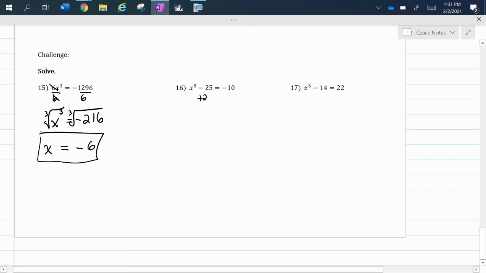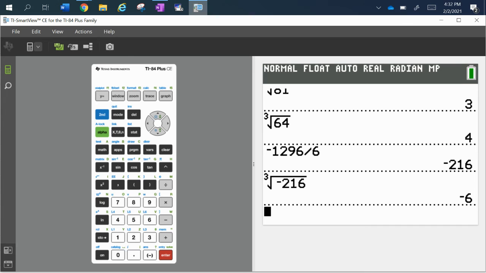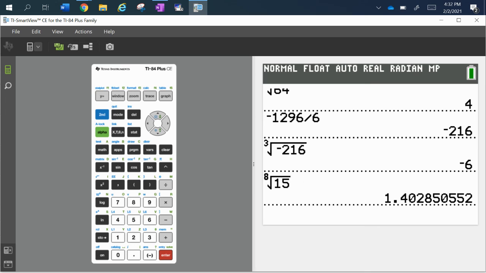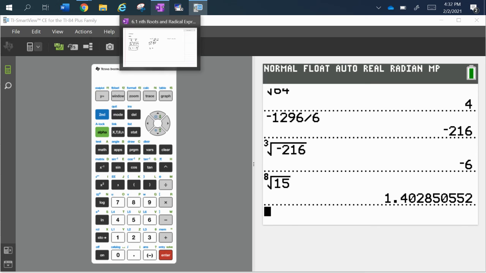Okay, so for this one, we're going to add 25 to both sides. We get x to the 8th equals 15. So since I have an x to the 8th, I need to do the opposite of x to the 8th, which is the 8th root of both sides. So I'm going to take the 8th root of both sides. The 8th root of x to the 8th is just x. And I'm going to go to my calculator to approximate the 8th root. I'm going to do math 5, the 8th root of 15, which is approximately 1.403.